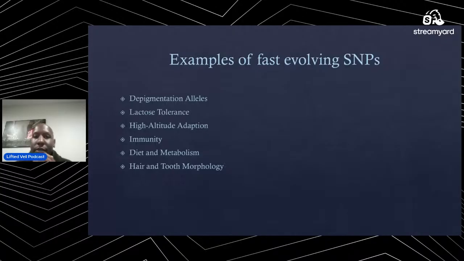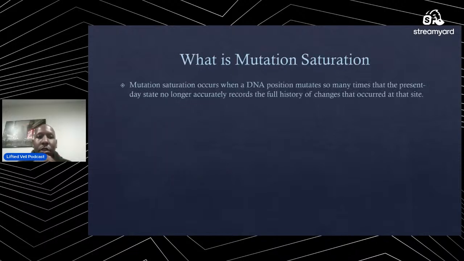Examples of fast evolving SNPs: depigmentation alleles, lactose tolerance, high altitude adaptation, immunity, diet, and metabolism inherent to morphology. What is mutation saturation? Mutation saturation occurs when a DNA position mutates so many times that the present day state no longer accurately records the full history of changes that occurred at that site.